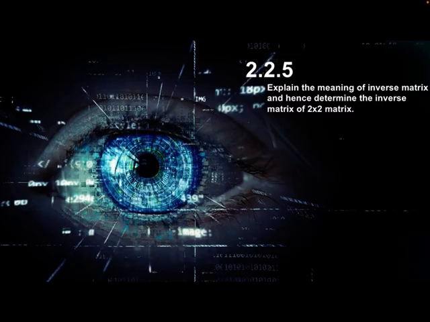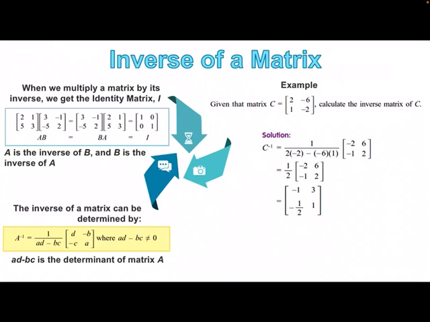Next, explain the meaning of inverse matrix and hence determine the inverse matrix of a 2 by 2 matrix. Inverse of a matrix: when we multiply a matrix by its inverse, we get the identity matrix. The first matrix times the second matrix equals the second matrix times the first matrix. We get the identity matrix. So that means the first and the second are the inverse of each other. So A is the inverse of B, and B is the inverse of A.